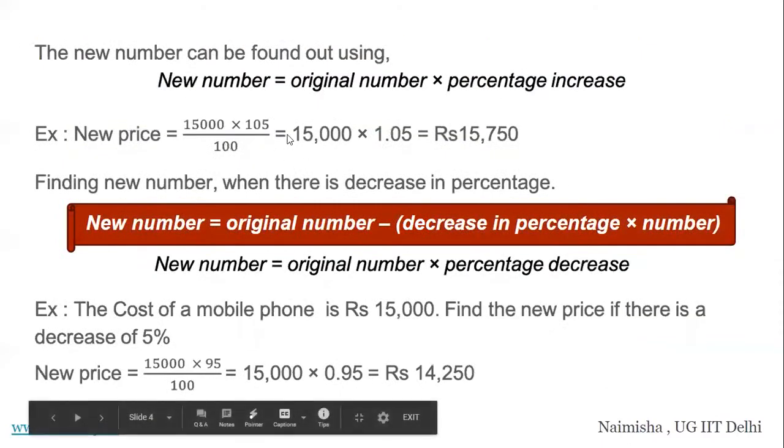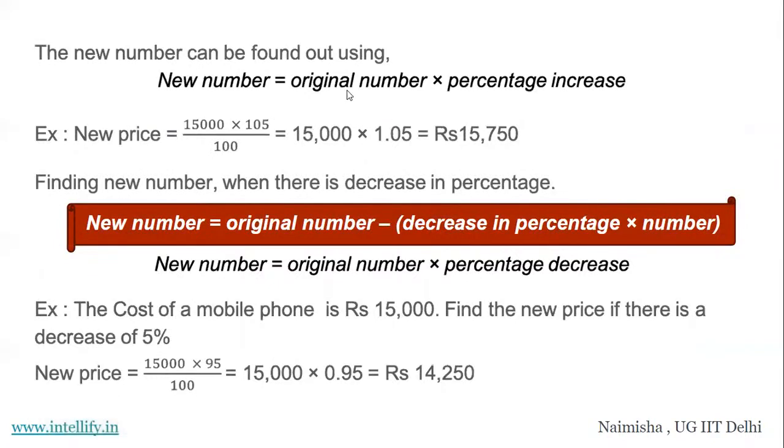The new number can also be found using this formula. New number is equal to original number into percentage increase. Consider the previous example. The new price can also be found as 15,000 into percentage increase, that is 105%, denoted as 105 by 100. So the price is 15,750.